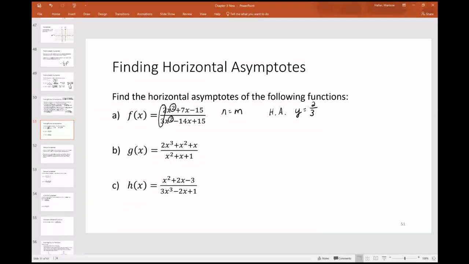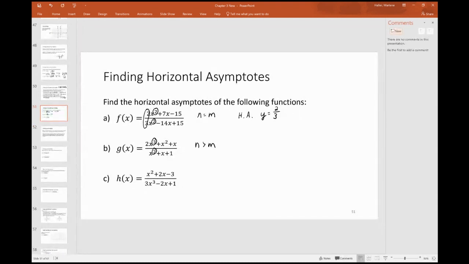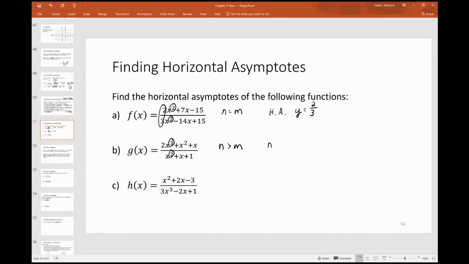Okay, look at g of x. Here, the degree of the numerator is greater than the degree of the denominator. So n is greater than m. What does this tell us about the horizontal asymptote? This tells us that there is no horizontal asymptote. Okay, here's how I remember this. I could do long division on this. And since I can, there's no horizontal asymptote.